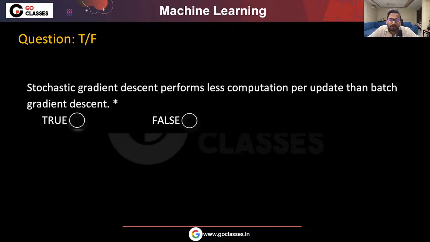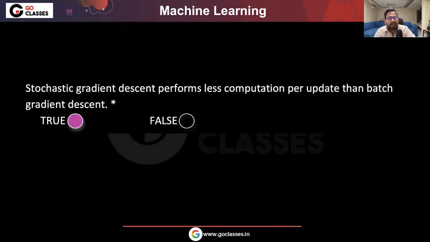Let's just see this. Stochastic gradient descent performs less computation per update than batch gradient descent. This is easy. What is the answer of this? Stochastic performs lesser updates, less computation. Yes, that is true, right? It is easy. That is true.